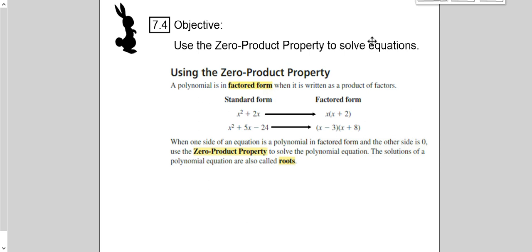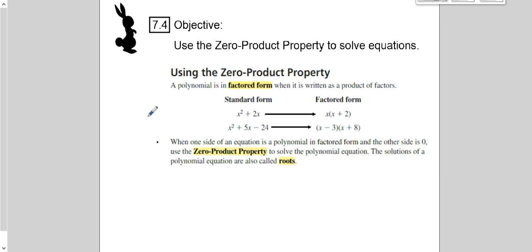This is lesson 7.4. Our objective: use the zero product property to solve equations. A polynomial is in factored form when it is written as the product of factors. Standard form is descending order by exponents. Factored form is when it's written as something times something. It's written as a product.